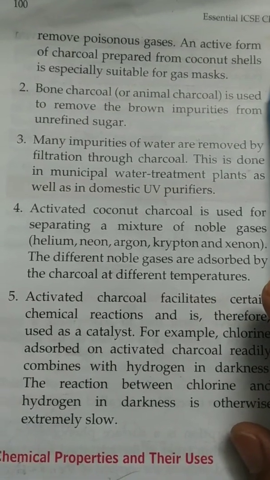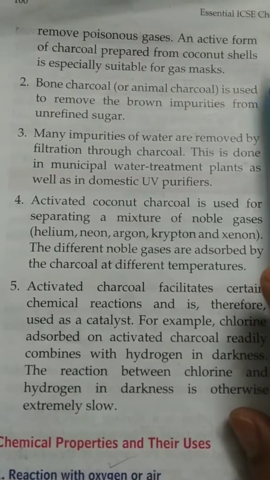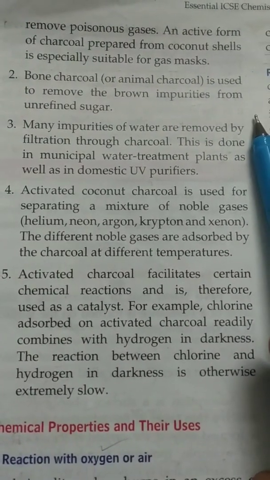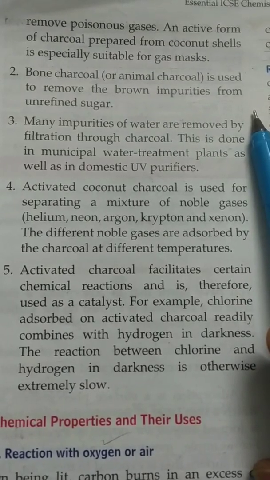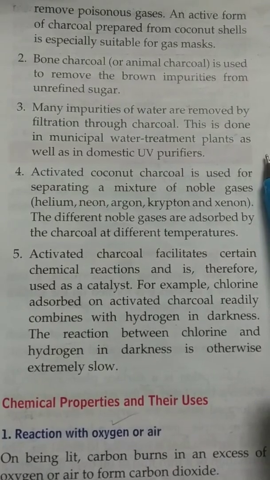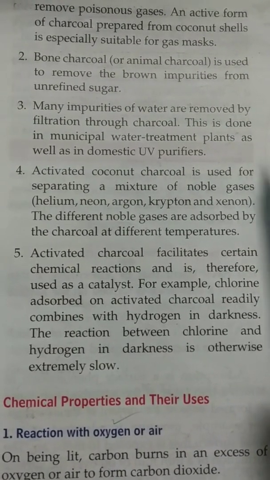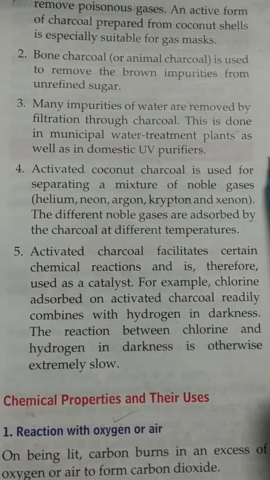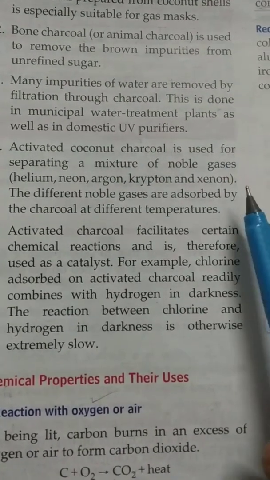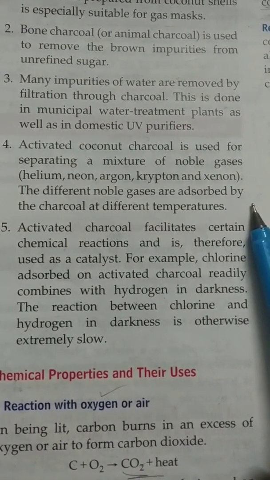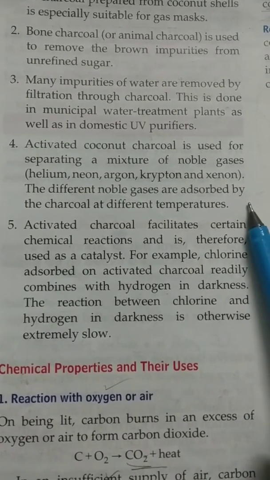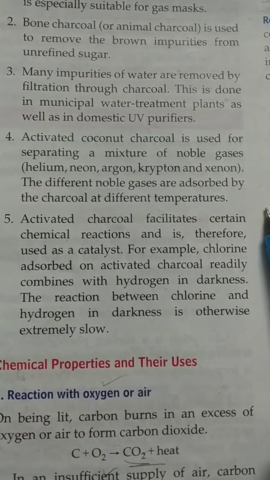Active form of charcoal prepared from the coconut shell is used to prepare special gas masks. Bone charcoal is used to remove brown impurity from unrefined sugar, and many impurities of water are removed by filtration through charcoal. And this is done through water treatment plants or domestic purifiers. Activated coconut charcoal is used for separating a mixture of noble gases. Different noble gases are adsorbed by the charcoal at different temperatures.